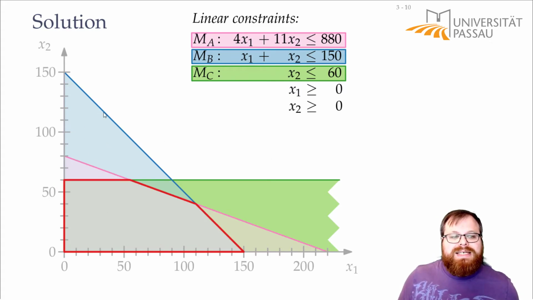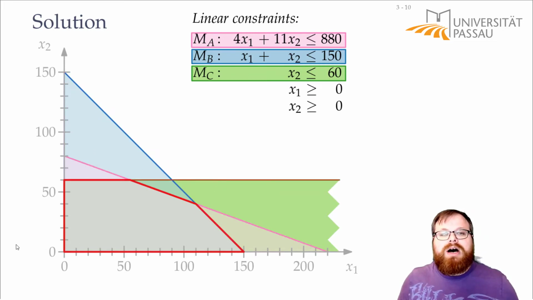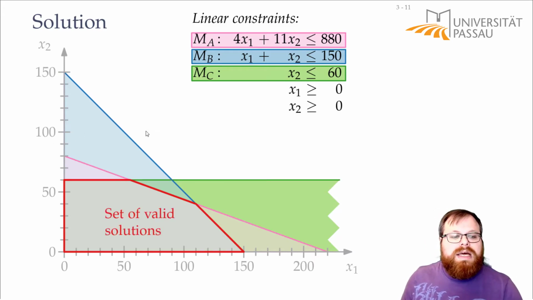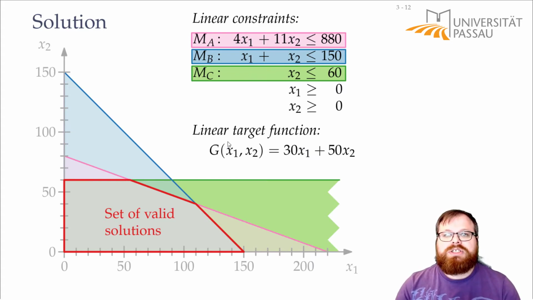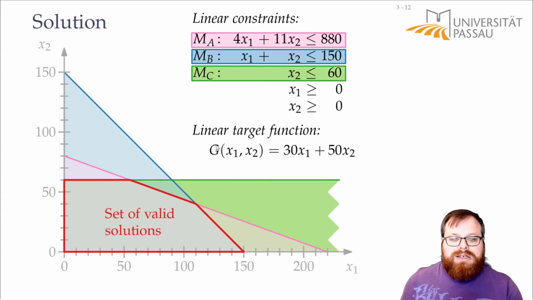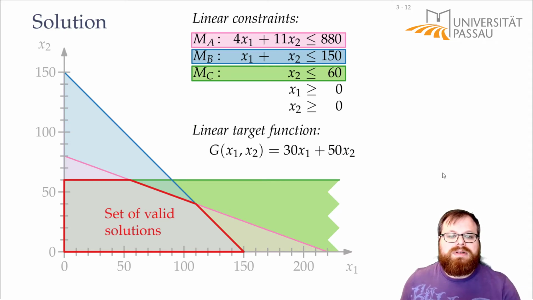It's basically the intersection of all these half planes and the two half planes above x1 equals 0 and to the right of x2 equals 0. Every point in here gives us a valid solution. For example, this point, where we produce 120 keyboards and 15 mice. But which of those solutions do we want to pick? That's where the target function comes into play. The target function tells us we get 30 euro for every keyboard and 50 euro for every mouse. So this is a function that we want to maximize.